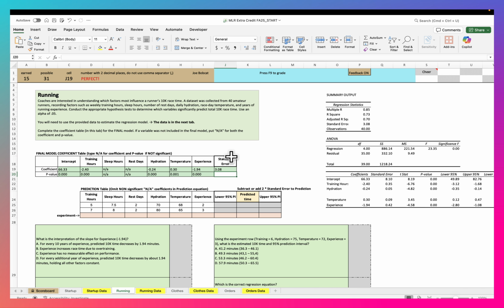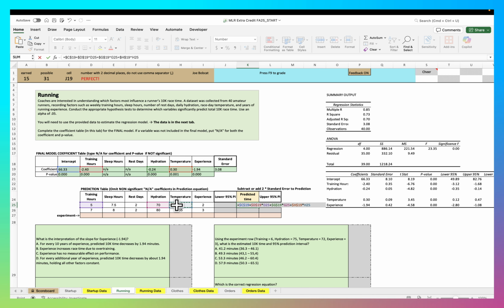All right. Now, as far as our regression equation, that's going to be equal to the intercept, which is locked, plus training hours, which is also locked, times training hours here unlocked, plus, okay, well, sleep hours and rest days don't figure in, so we jump all the way to hydration, locked, times hydration not locked, plus temperature locked, times temperature not locked, plus experience locked, times experience not locked. There's our regression equation. So that's our prediction with this data.